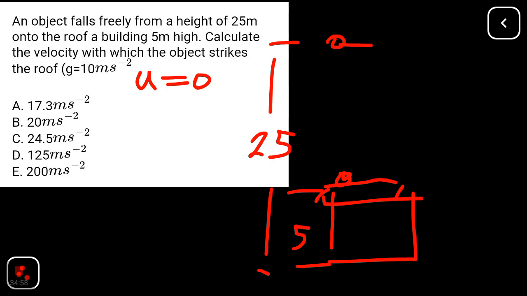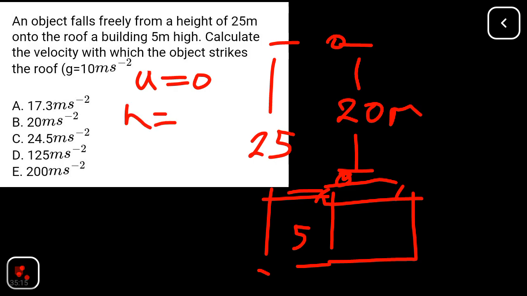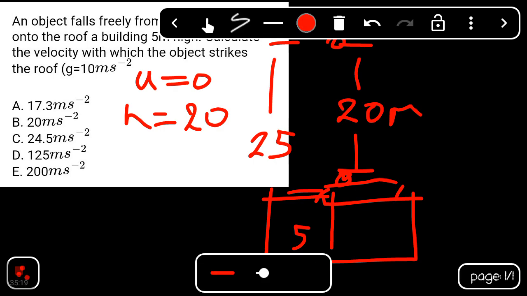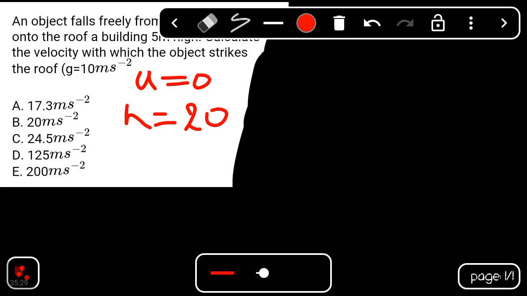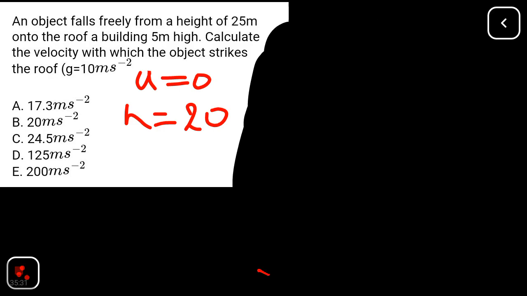So the real distance that this object moves is from here to here. You can see it very clear. Since the total is 20, and if you minus this 5, you will be left with 20 meter. So that's the distance this thing travels, or the height from which it falls, right? Height is 20. But you should know how to interpret the question, which is very, very important, because if you don't, you won't know which one to use as height. So let's go next.